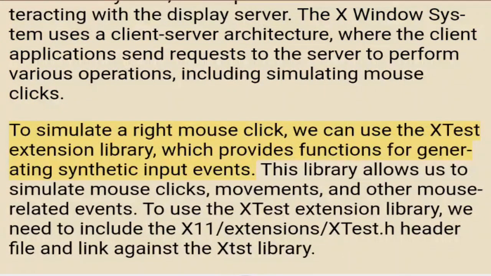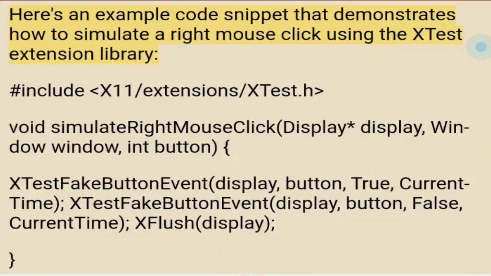To simulate a right mouse click, we can use the XTest extension library, which provides functions for generating synthetic input events. This library allows us to simulate mouse clicks, movements, and other mouse-related events. To use the XTest extension library, we need to include the X11/extensions/XTest.h header file and link against the Xtst library. Here's an example code snippet that demonstrates how to simulate a right mouse click using the XTest extension library.